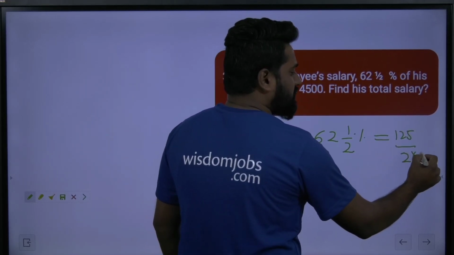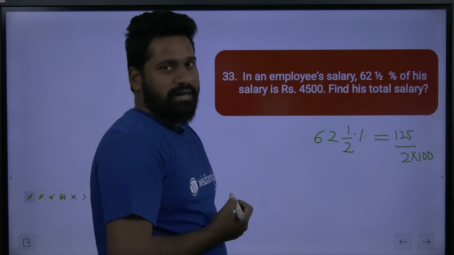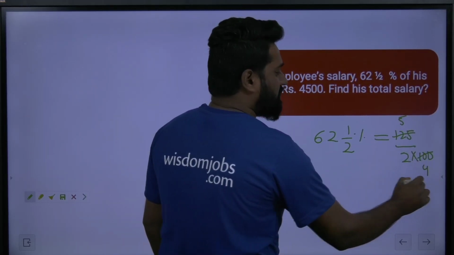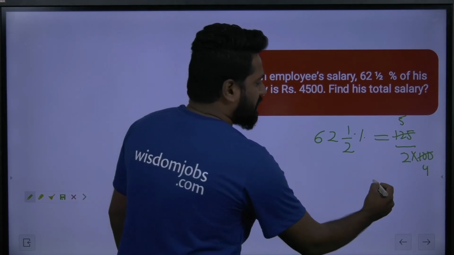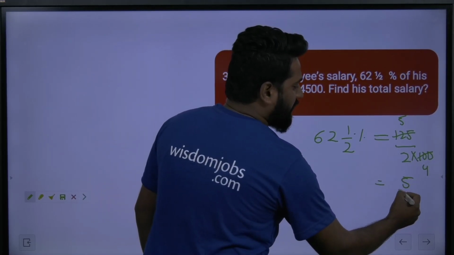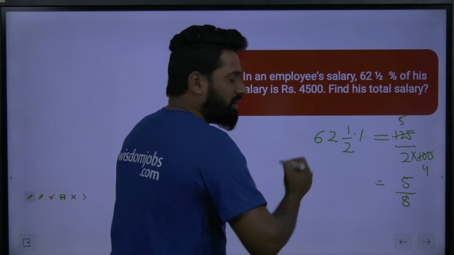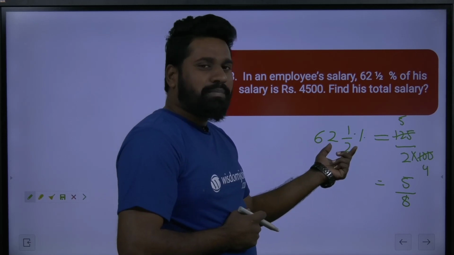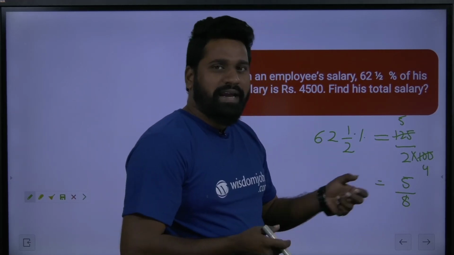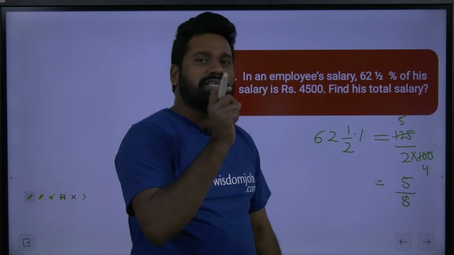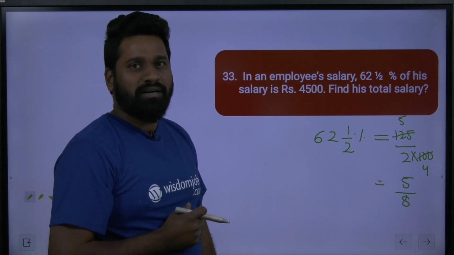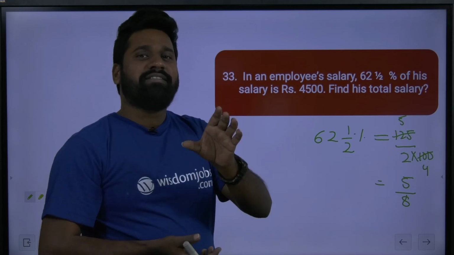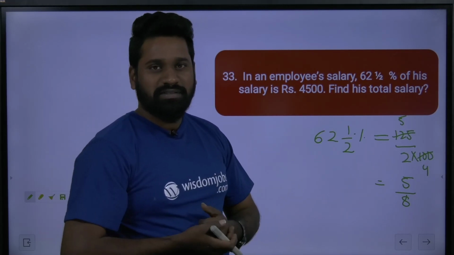For the percentage symbol, you can write 100 in the denominator. So it becomes 25 5s and 25 4s. So what is the fraction here? 5 by 2 4s is 8. What is the exact meaning of this? 62.5% you can write as 5 by 8. That means this 8 represents the 100% value of the number. This is the total salary and these 5 parts represent the given salary, that is 62.5% of the salary.